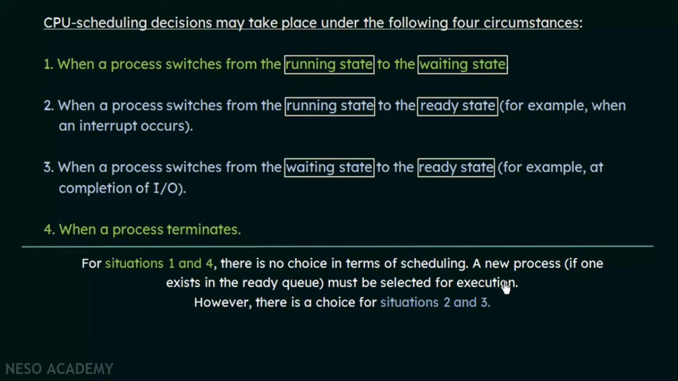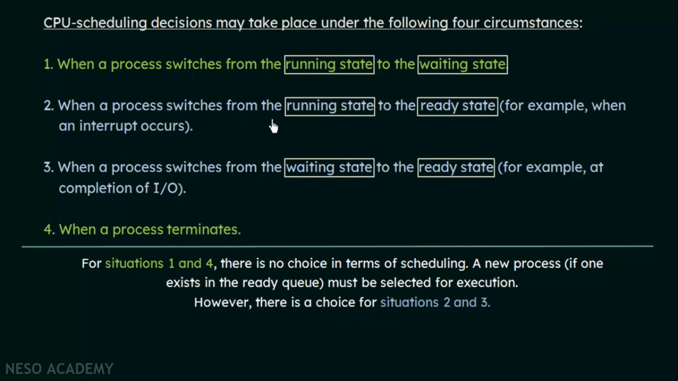So what should we do? A new process, if one exists in the ready queue, must be selected for execution. So in the ready queue, if there are processes available, we have to select one and give it for execution. However, there is a choice for situations 2 and 3. So it says that there are choices for situations 2 and 3. Let us closely observe situations 2 and 3 and try to understand what choice it is talking about. Let's see situation number 2.